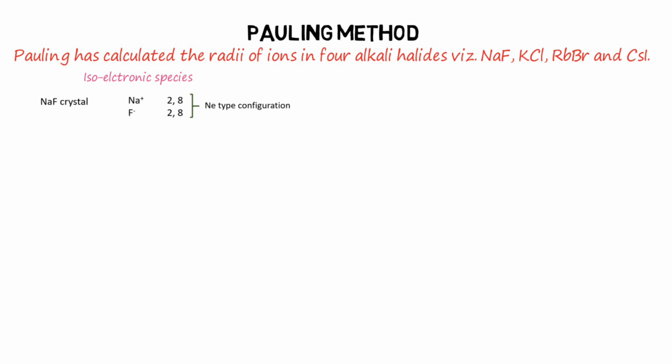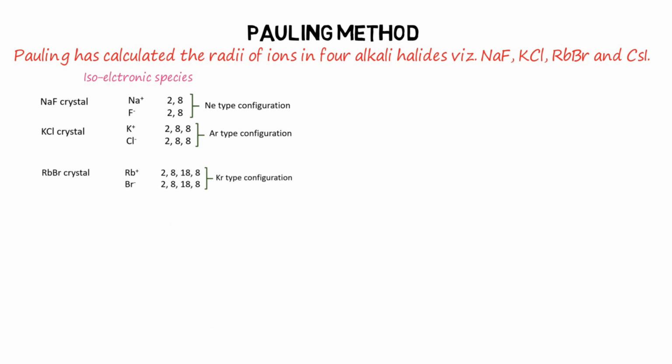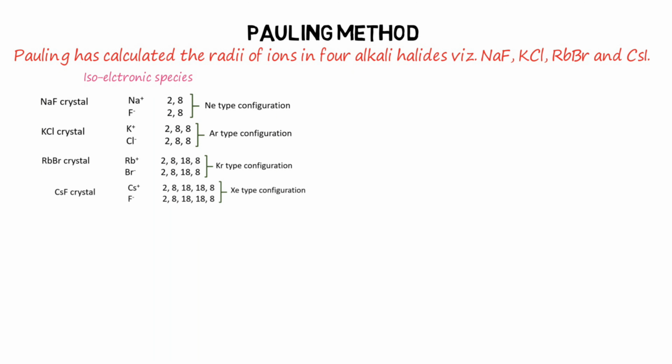In sodium fluoride, both sodium and fluorine have the same neon type electronic configuration. Similarly, in potassium chloride, both potassium and chlorine have the same argon type configuration. Same way, ion pairs in rubidium bromide and cesium iodide have krypton and xenon type configuration respectively. His method is based on the following assumptions.